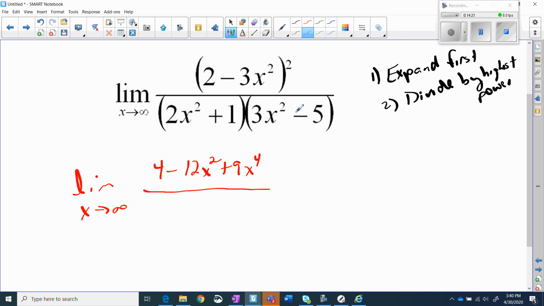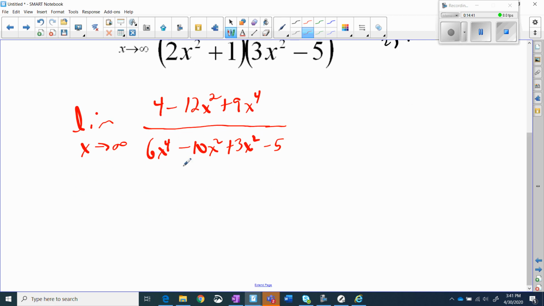Binomial multiplied by binomial. So this multiplied by this, 6x to the 4th. This multiplied by this is negative 10x squared. 1 times this plus 3x squared. 1 times negative 5 is a minus 5. All right, so now I'm just going to clean up the denominator a little bit. The limit as x goes to infinity, 4 minus 12x squared plus 9x to the 4th.